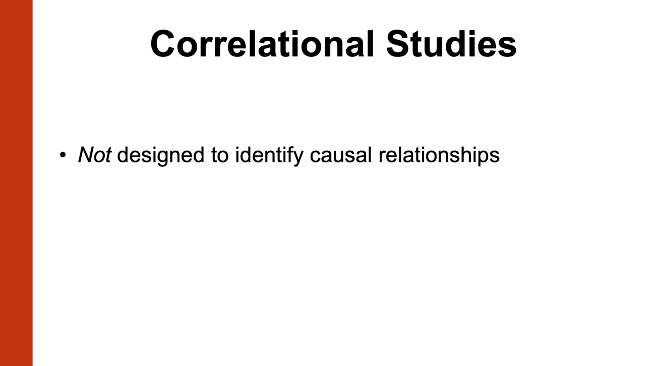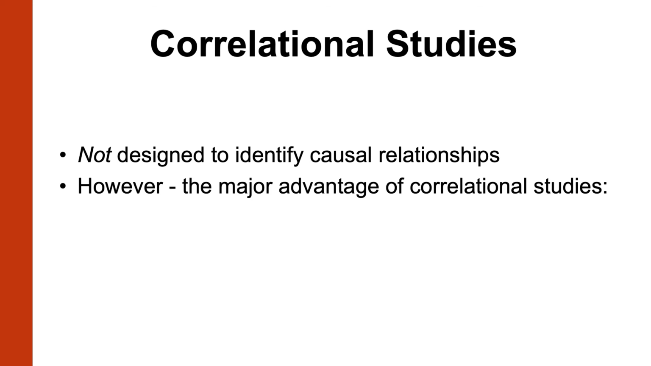The drawback of correlational studies is that, although you can establish the relationship between two variables, and whether those variables are positively or negatively related and how strongly they're related, you can never identify whether one variable causes the other. That's not something that correlational studies allow you to do.